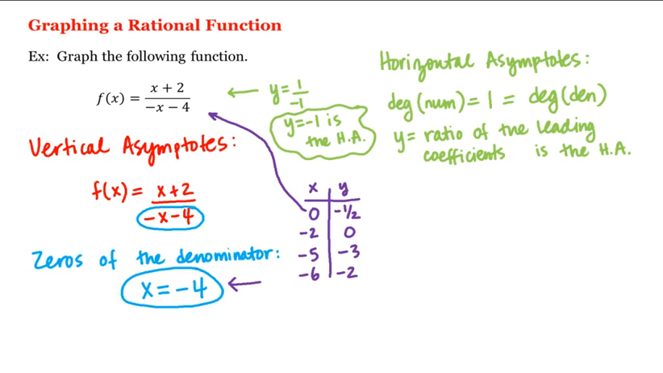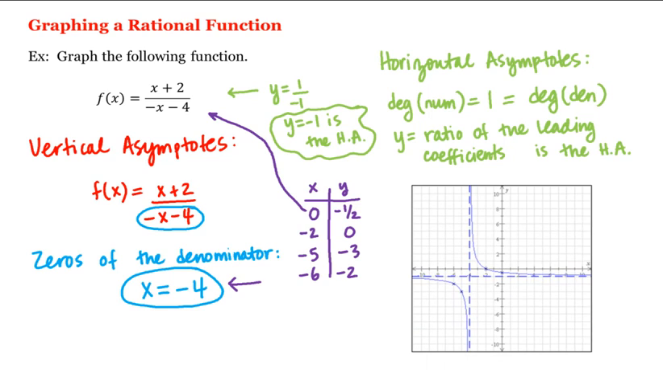And using all this information, we get our graph. This here is our vertical asymptote, x equal to negative 4. And notice, as x approaches negative 4 from the right-hand side, our function increases without bound. And as x approaches negative 4 from the left-hand side, our function decreases without bound. And this here is our horizontal asymptote, y is equal to negative 1.